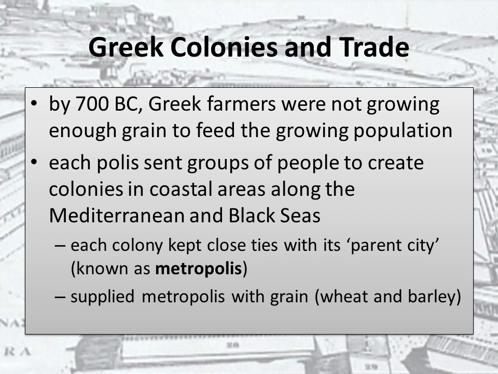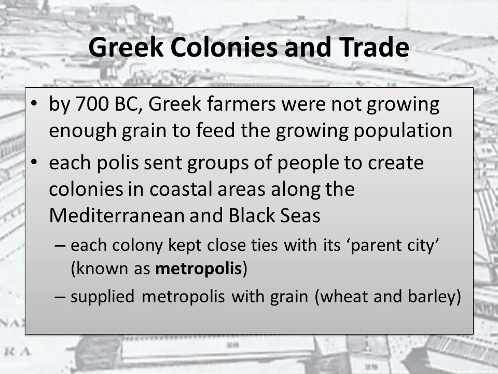As you know from today's lesson, only about 1/4 of all land in ancient Greece could be used for farming. Because of this, by 700 BC, Greek farmers were not growing enough grain to feed the growing population. So, each polis sent groups of people to create colonies in coastal areas along the Mediterranean and Black Seas. The reason for doing this was that the people in Greece wanted to find new farmland so they could grow more food.